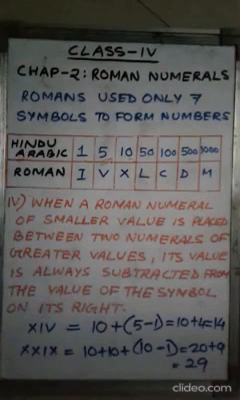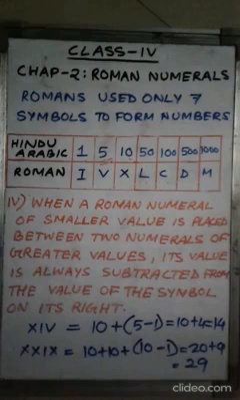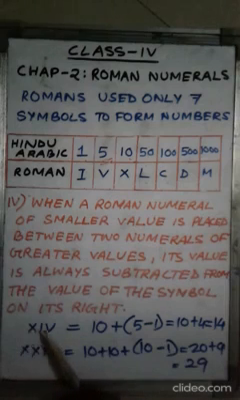Rule number 4: when a Roman numeral of smaller value is placed between two numerals of greater values, its value is always subtracted from the value of the symbol on its right. So here you can see that these two have greater values than this.